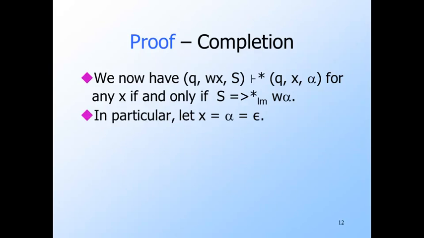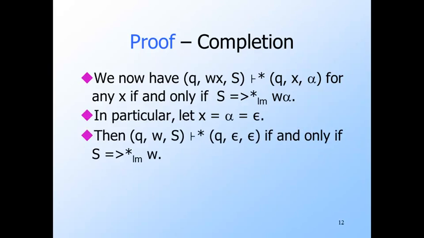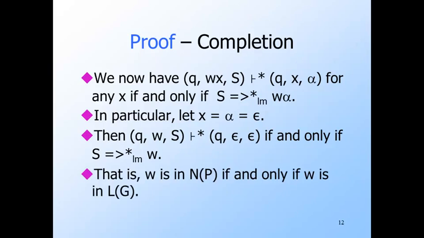Now we can restrict the statement to what we really care about, the case where X is empty, that is, P has consumed all its input, and alpha is also empty, that is, P has emptied its stack and accepted. We conclude that P consumes W while emptying its stack if and only if there is a leftmost derivation of W in G. That is, W is in N of P if and only if W is in L of G.